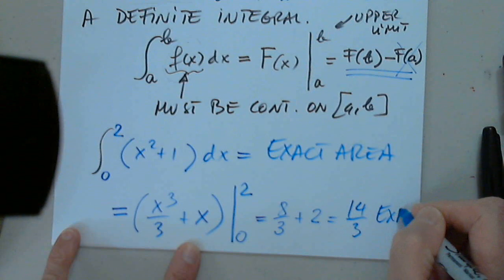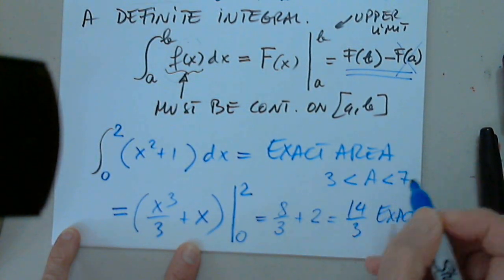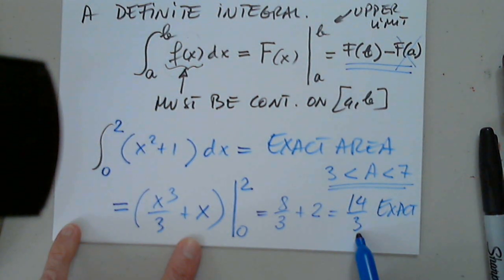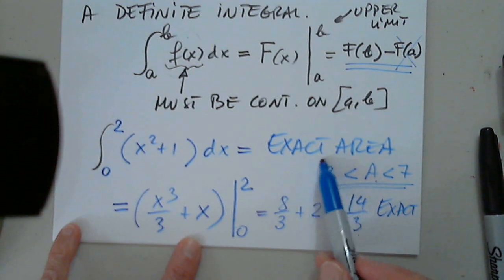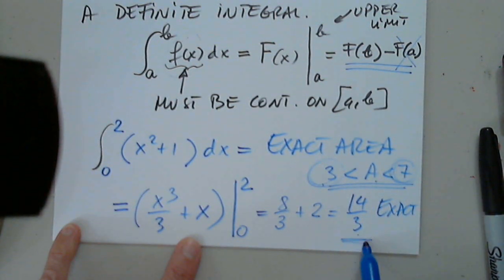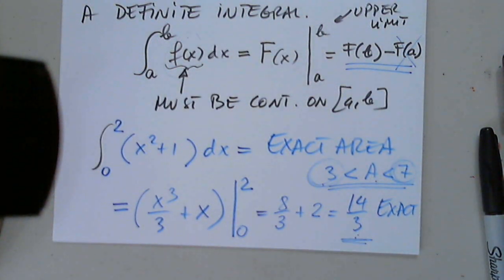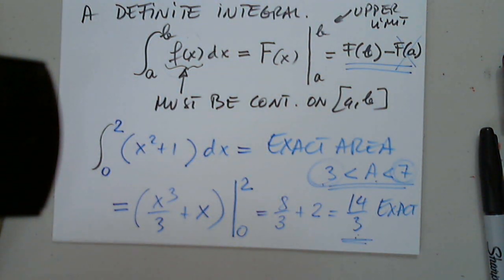This is the exact. And we got anywhere between 3 and 7, which makes sense. This was an underestimation, this was an overestimation, and the exact area is 14 divided by 3. That's what we study in this section. The Fundamental Theorem of Calculus, Part 1, or just say Fundamental Theorem of Calculus, that's all. That's good enough.